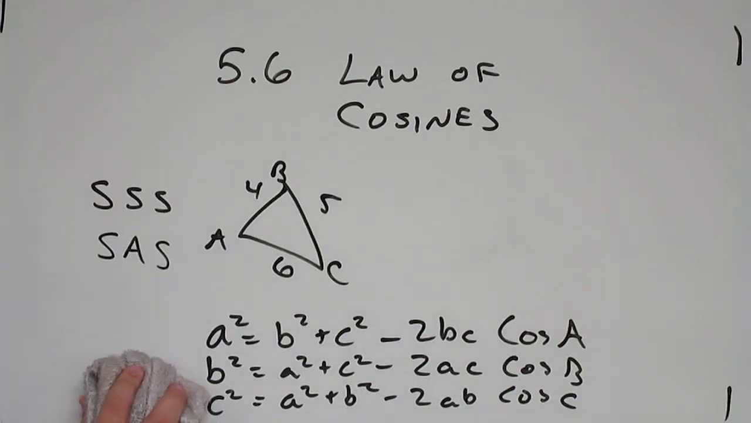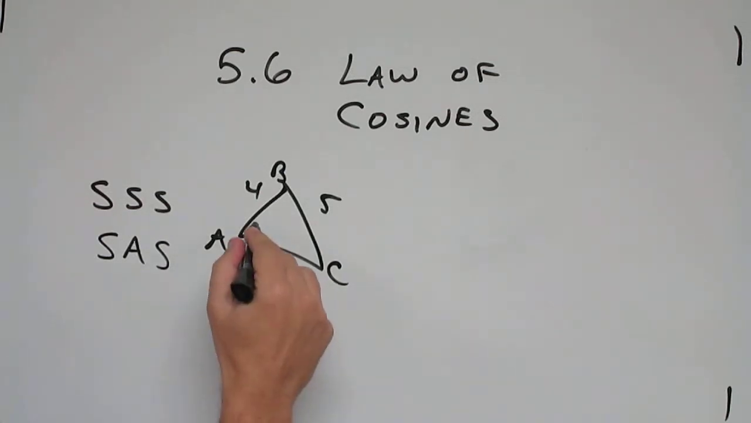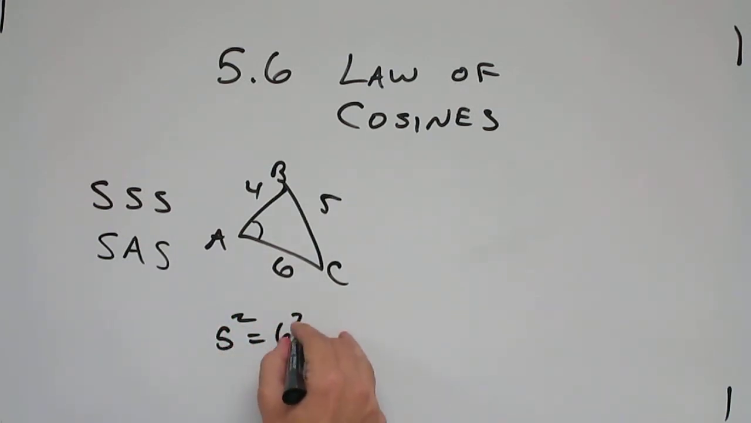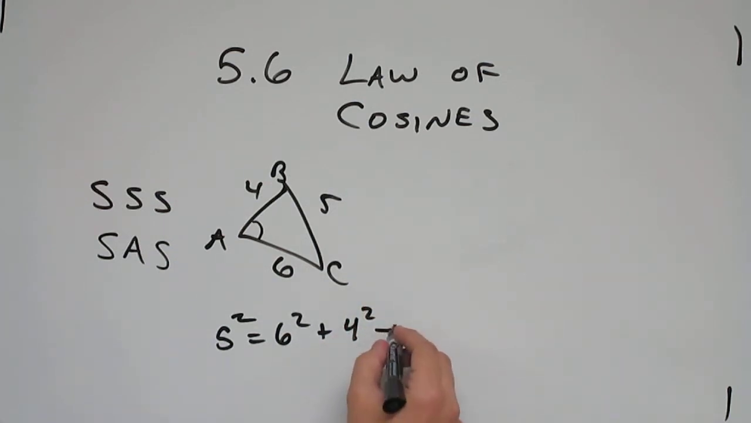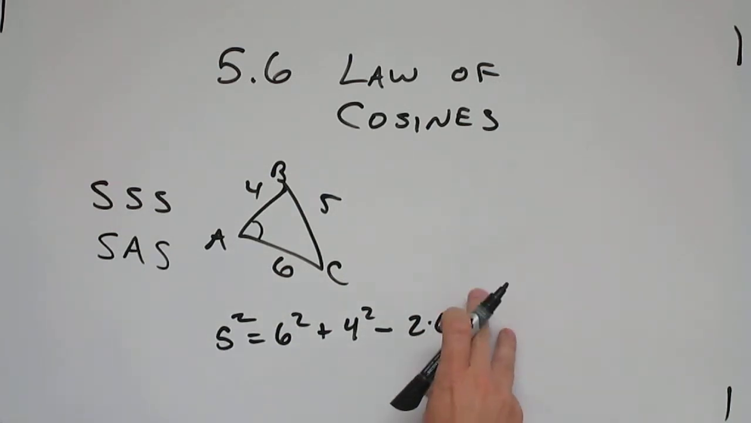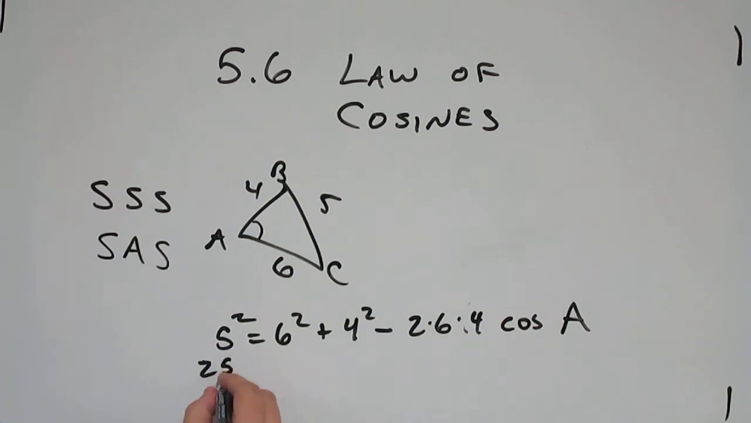So I'm going to erase this. And if I went here and say I wanted to find angle A first. So if I want angle A, I'm going to want to have cosine of A at the end here. So I'll say A squared equals B squared plus C squared minus 2 times B times C, times the cosine of angle A. So be careful with your order of operations here. 2 times 6 times 4 is going to give me 48.